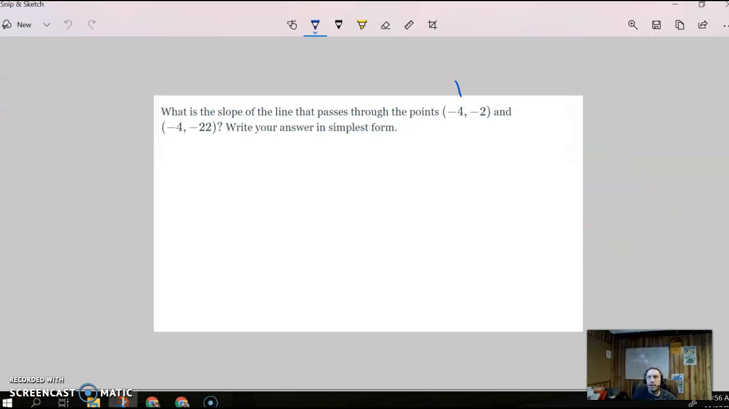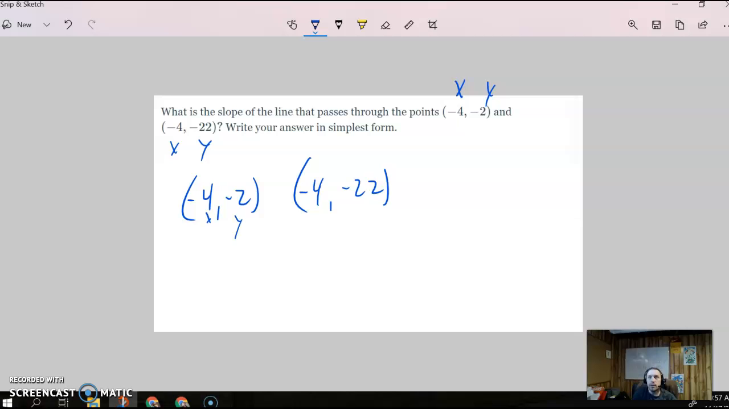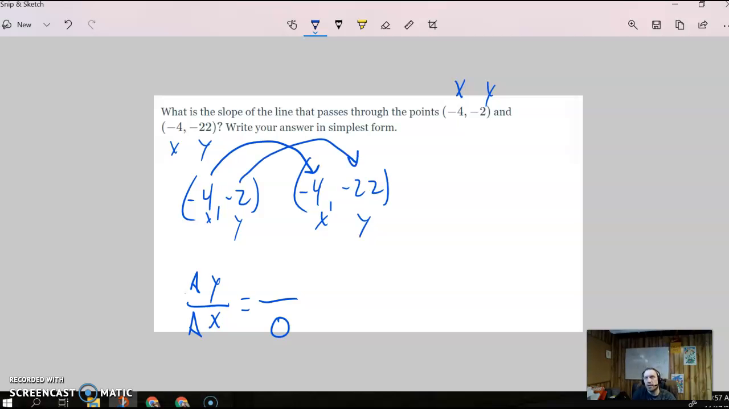I have x and y. They're not written next to each other, so I'm going to rewrite them. -4, -2 is going to -4, -22. All right, x, y, x, y. How do I get from -4 to -4? Do we have to move anywhere? Nope. So the change in x is 0. 2 to -22, well, that's going backwards 20, right? So that's a change of -20.